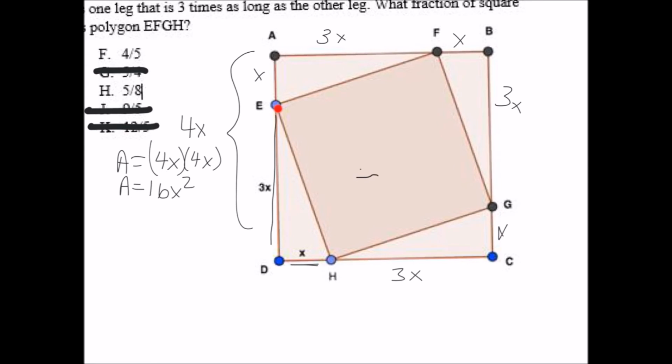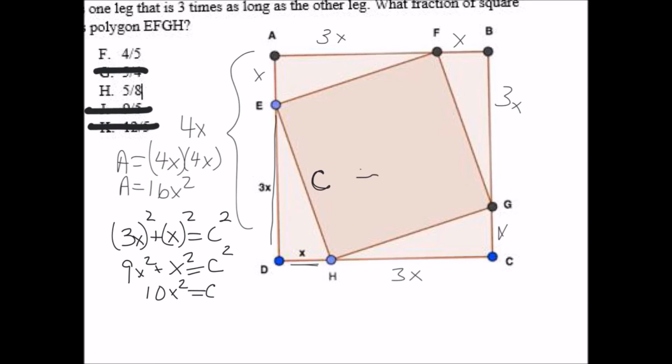Now, in order to find the measure of this side, the hypotenuse of these triangles, we can use the Pythagorean theorem. And we can see that we have 3x and x. 3x squared plus x squared equals, let's call this side c, c squared. Once we know that, we can multiply this out and get 9x squared plus x squared equals c squared. 9x squared plus x squared is 10x squared equals c squared. And so now we know the measure of this side is the square root of 10x. Now that we know that this side is the square root of 10x, and since we know it's a square, then all these sides also have to be the square root of 10x.